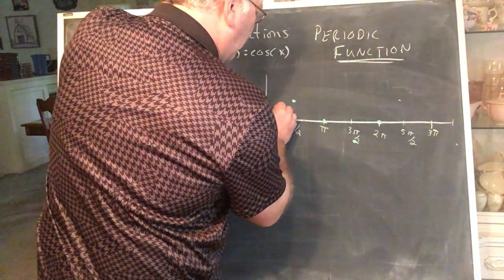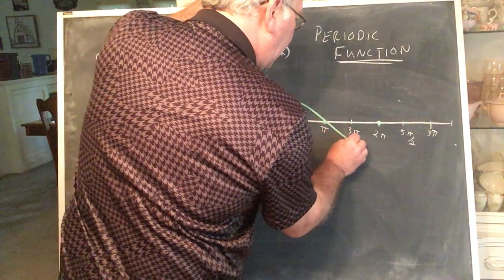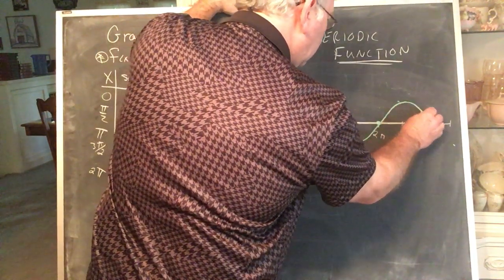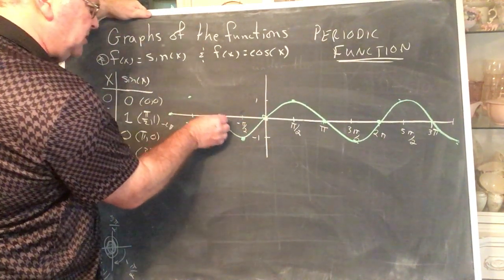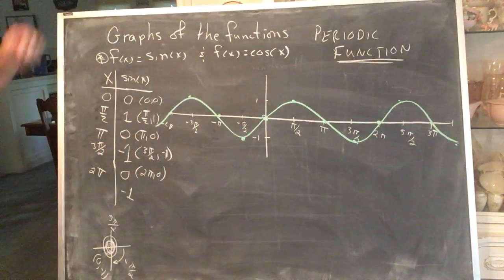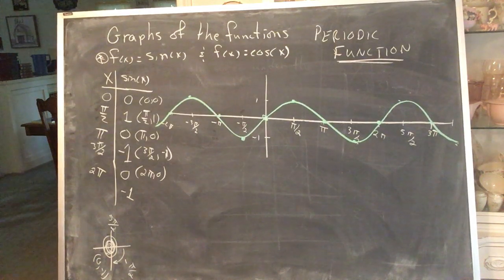If you were to plot more and more of these points, you would get a curve, within the limits of my badly drawn picture, that looks something like this. And so this is the graph of the sine curve.